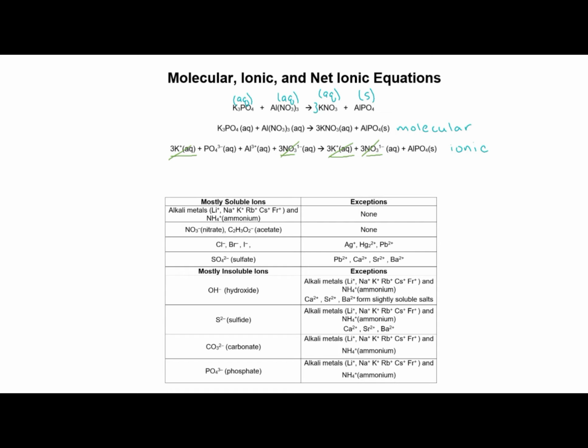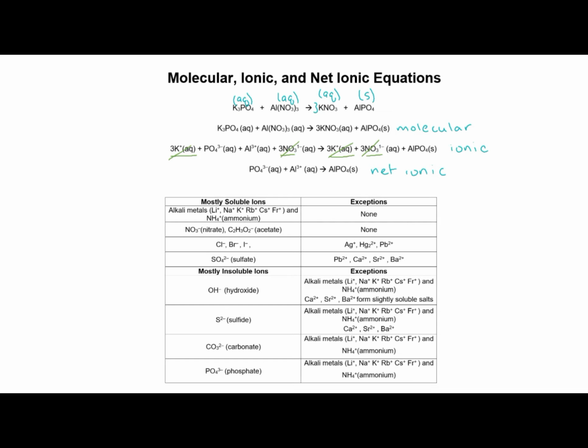So I'm going to rewrite this a little neater. Here we go. And this is the net ionic equation. So my phosphate pulled down, my aluminum pulled down, and my precipitate, my aluminum phosphate, also pulled down.